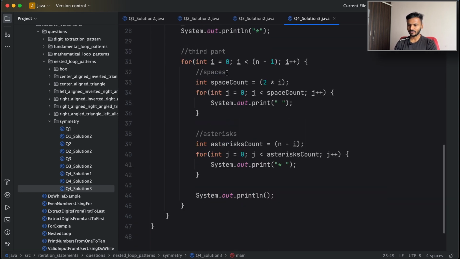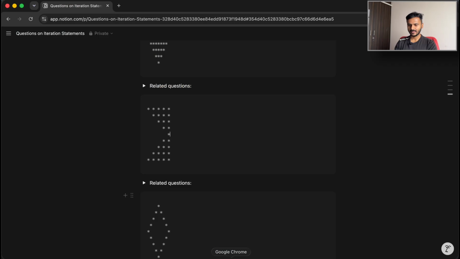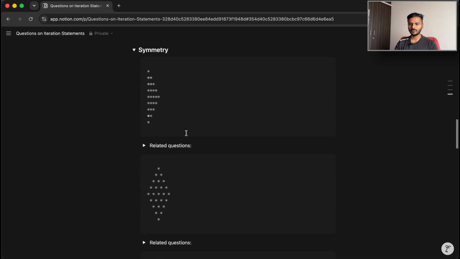So now what we have to do next is, instead of going from 0 to n minus 2, we have to start from n minus 2 and we have to go all the way up to 0, right? So if I run the code now, this is what we get, which is exactly what we had expected. So this solves the fourth question which we had planned on solving today.